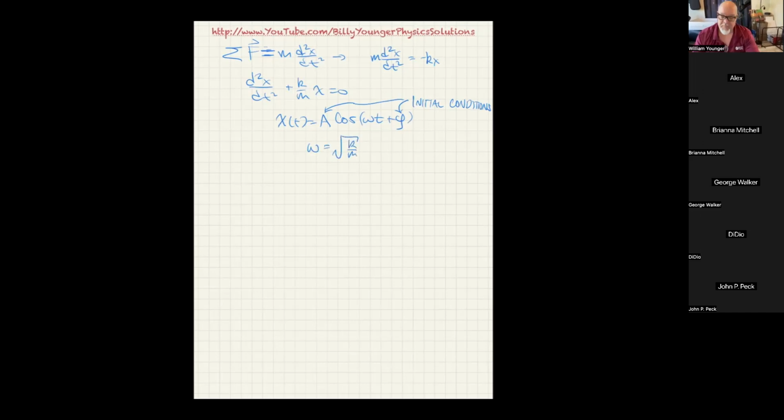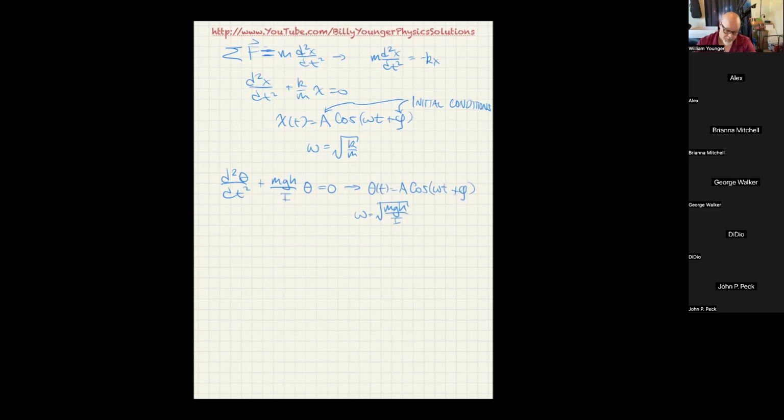Now, when we did that same thing with the physical pendulum, we ended up getting d2 theta over dt squared plus mgh over I, making the small angle approximation, times theta equals zero. Then we had the same thing, except now it's theta of t is equal to A cosine omega t plus phi. Only this time, omega was the square root of mgh over I. Okay, so y'all sort of getting what I'm talking about here.